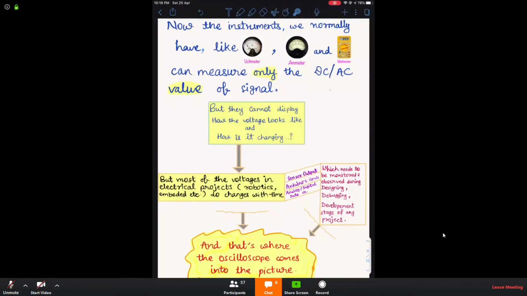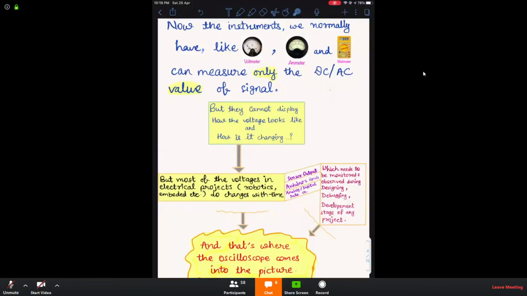See, now the instruments that we have normally in your labs or in your schools, like voltmeter, ammeter, and multimeter. All these instruments along with some wattmeters. So we do have all these kind of instruments. But why do we particularly need an oscilloscope?